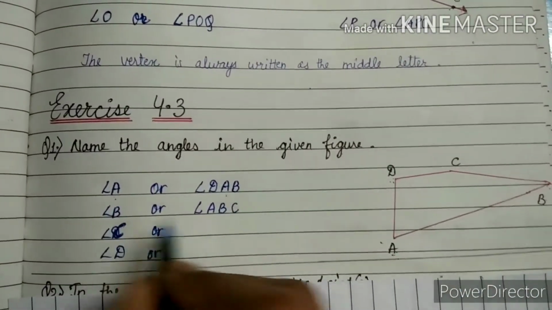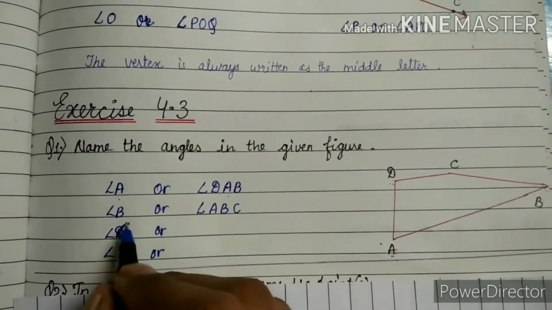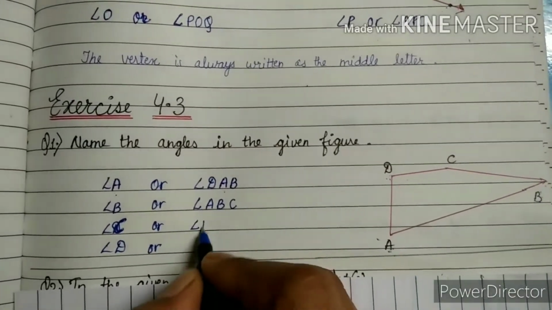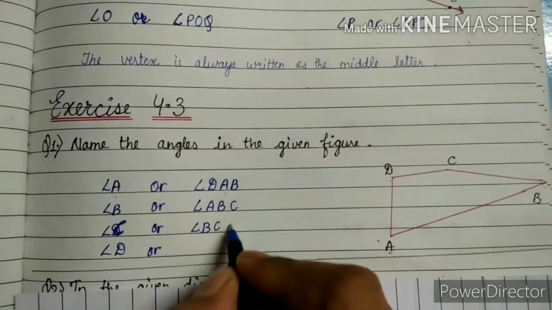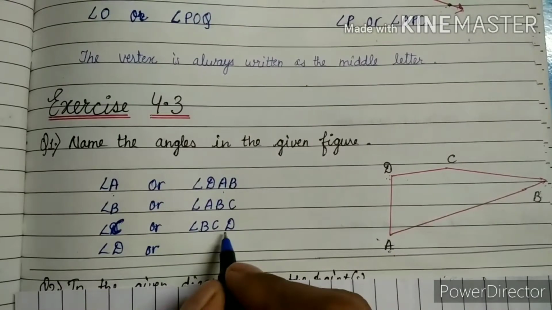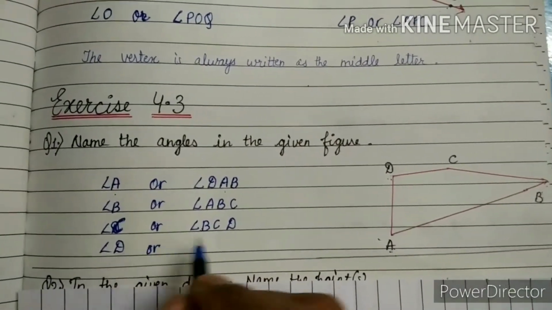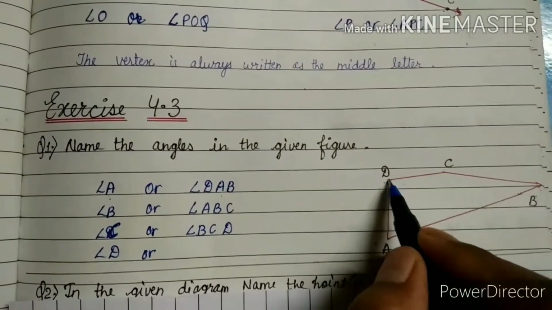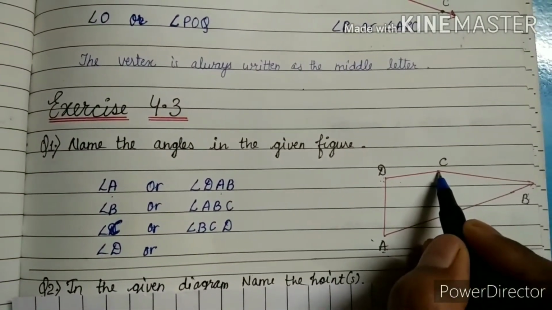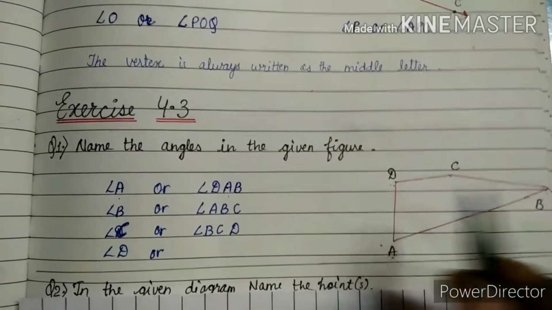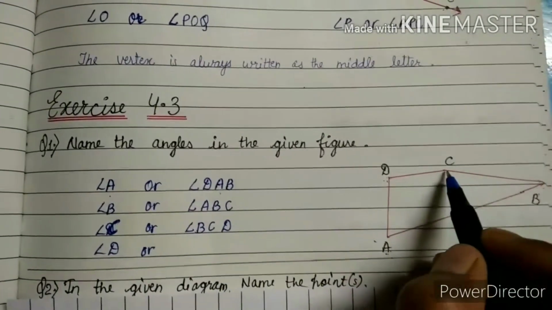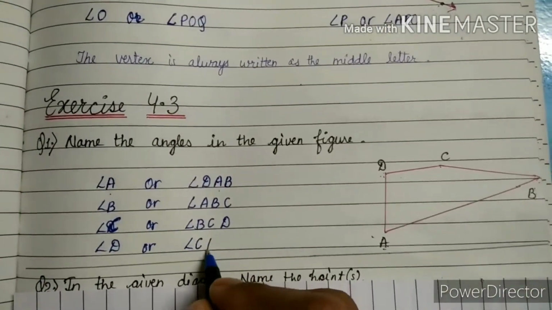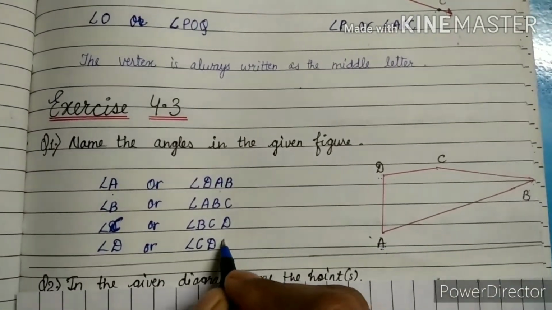Once again you will check if B is coming in the middle or not? Yes, it is coming. Now for C, B, C, D. Check it, C is coming in the middle. Yes, C is coming in the middle. Now the angle D, over here we will start from C or we can start from A. Both sides we can start, but I am starting from C. Angle C, angle D, angle A.